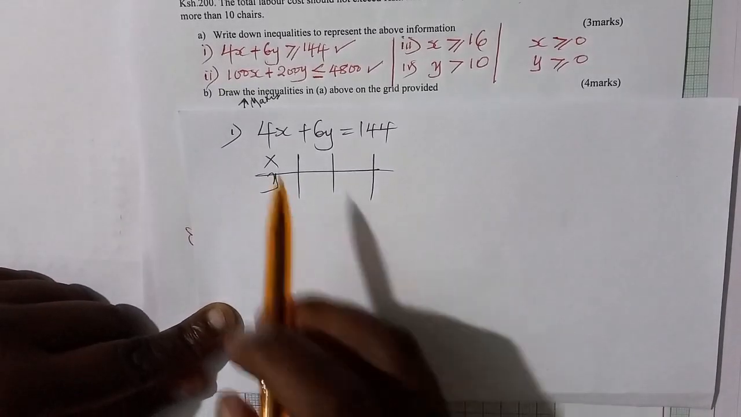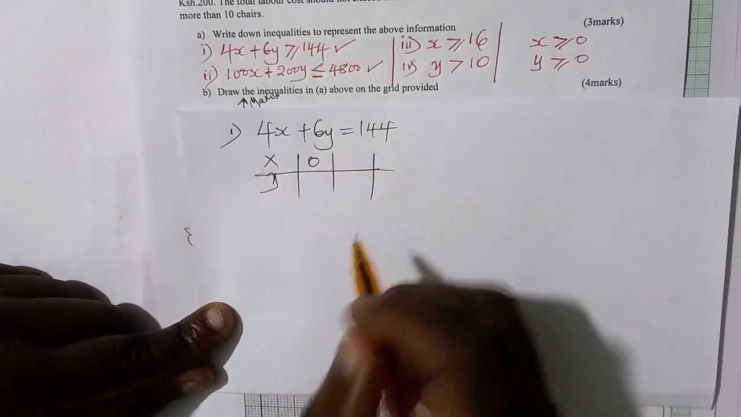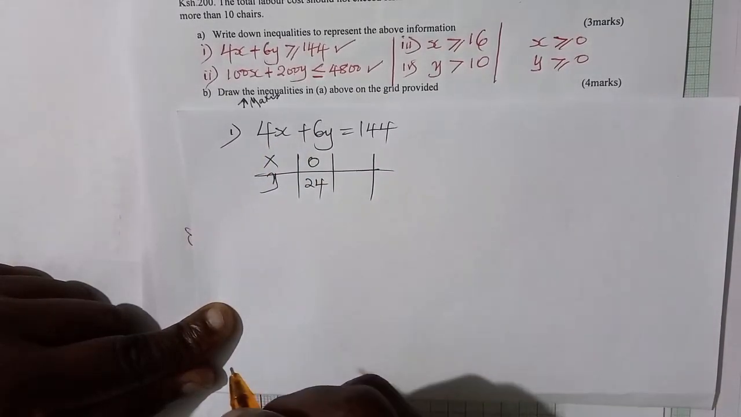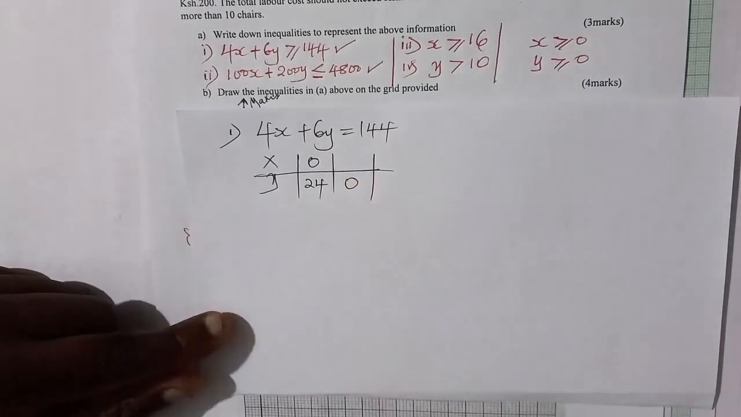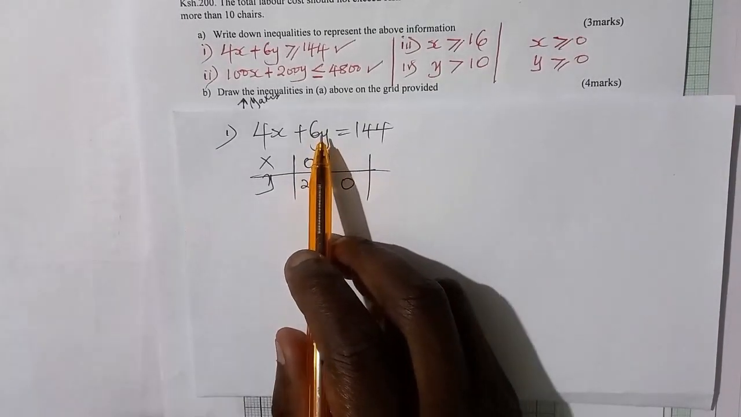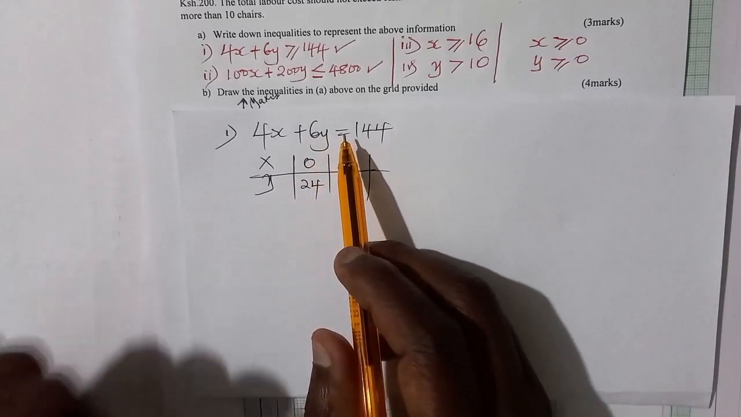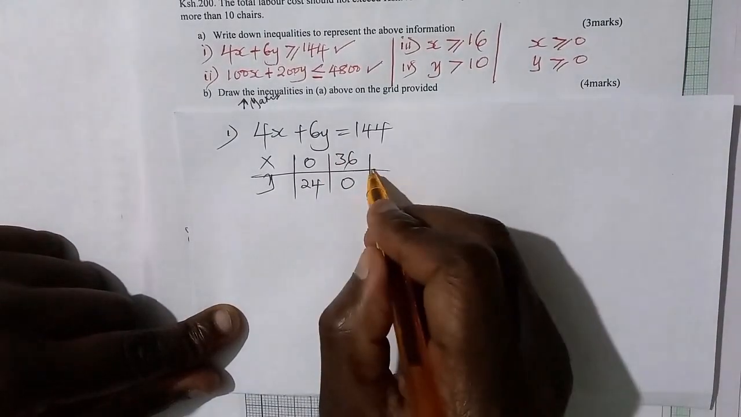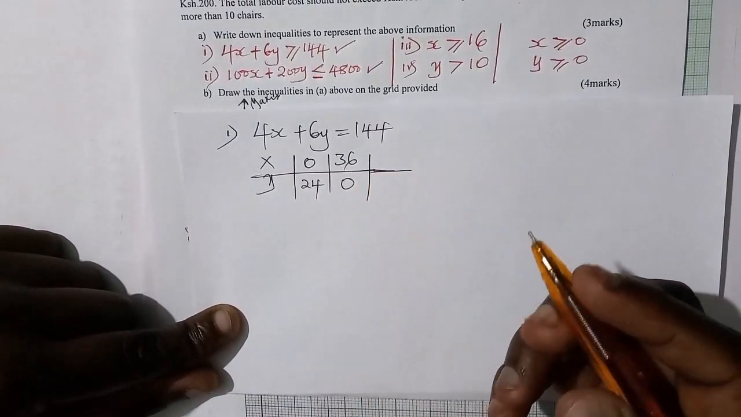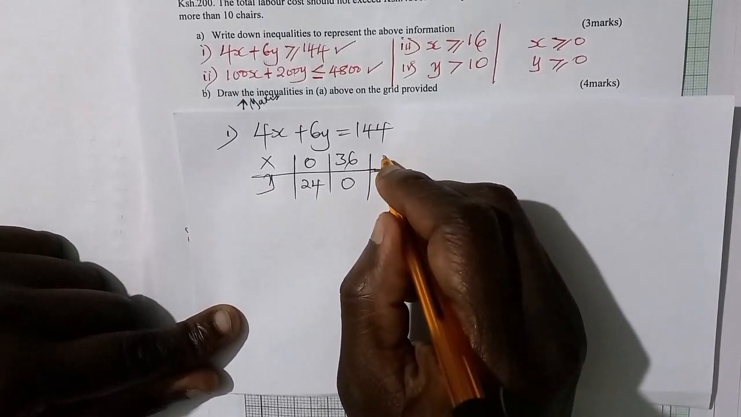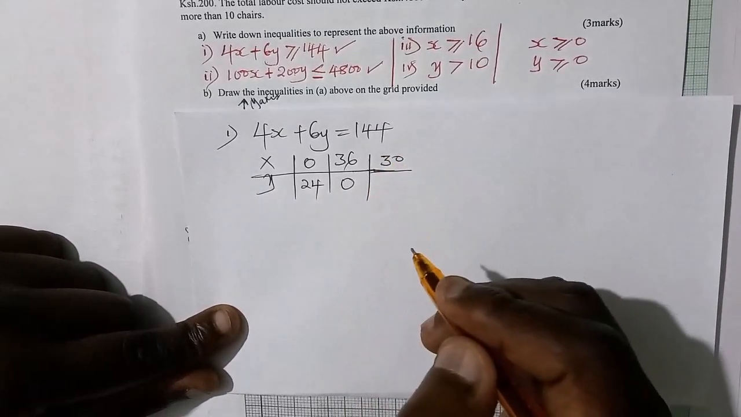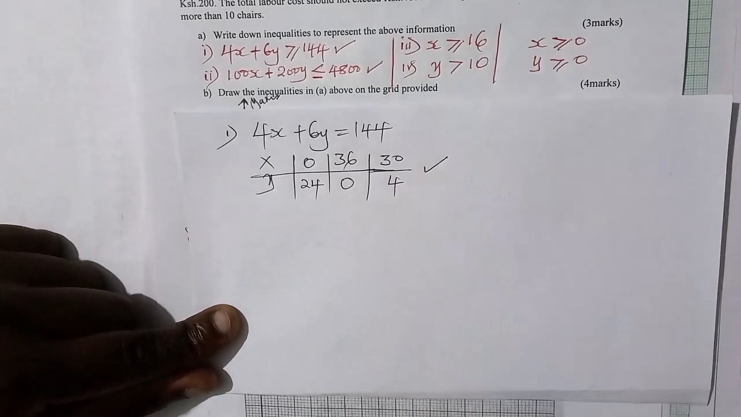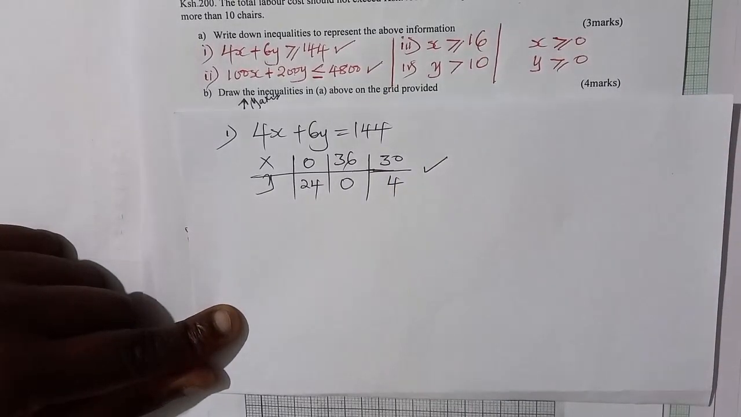Let me choose when x is 0, just substitute 0 here, you'll get y to be 24. Then when y is 0, you substitute y with 0 here, you'll get x to be 36. Those 2 points are enough to draw a straight line, but you can always add another one, which is not a must, just for confirmation. For instance, when x is 30, y will be 4.